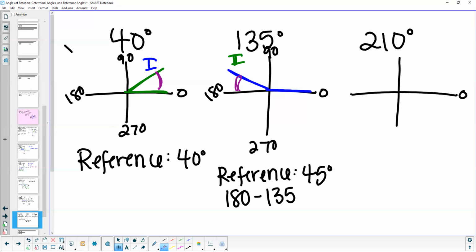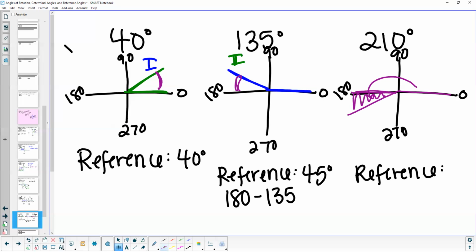Now, taking a look at our 210, we've got our 0, 90, 180, and 210, 270, and then we can sketch our picture here. So our 210 is going to end up over here. We're going this way. It's still going to be closest to this side of the axis right here. So for our reference, we can take the angle that we were given, the 210 minus 180, and we can see that our reference angle is 30 degrees, which is about what that looks like. So we can see how that pattern works there.